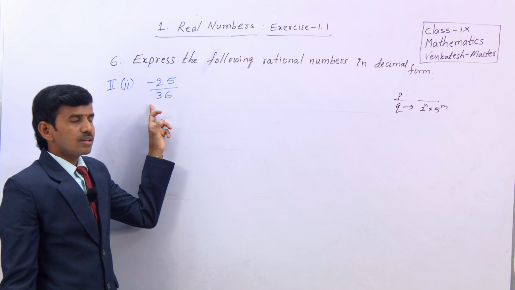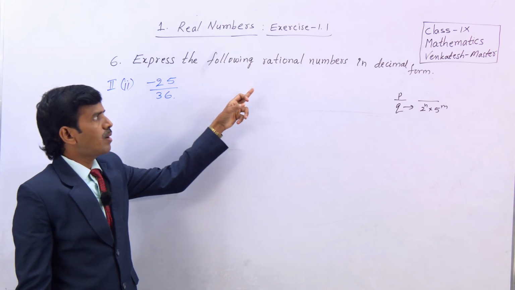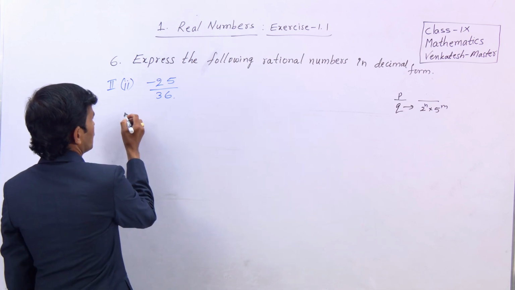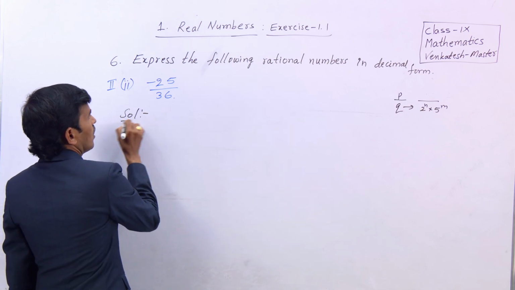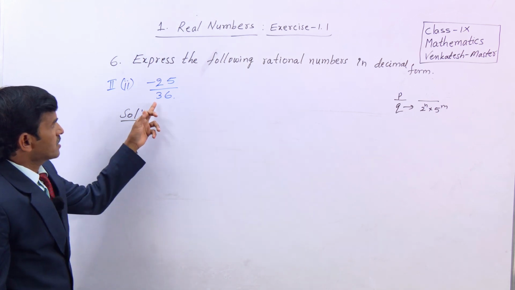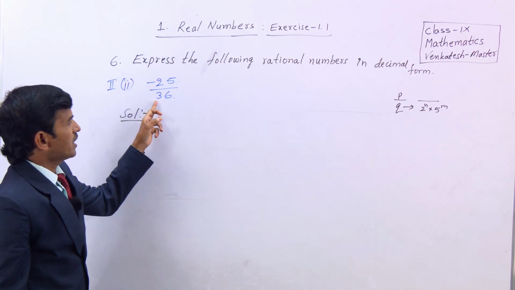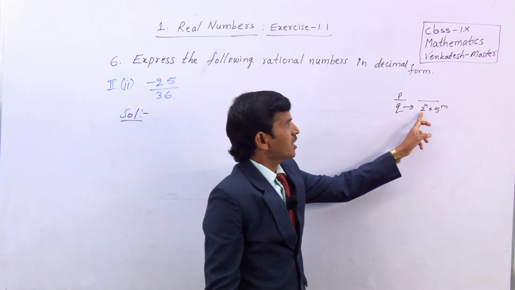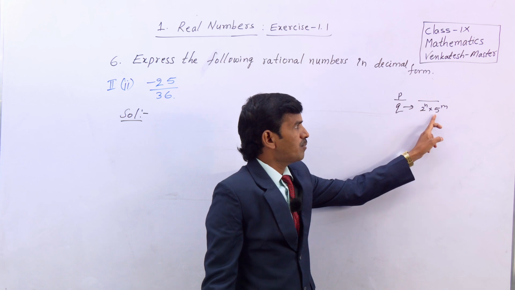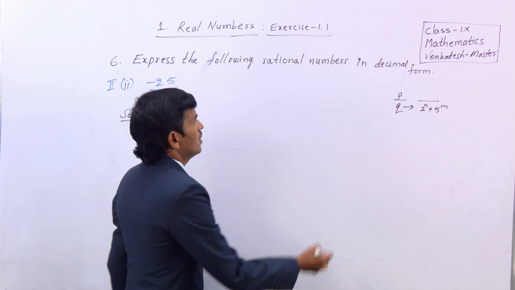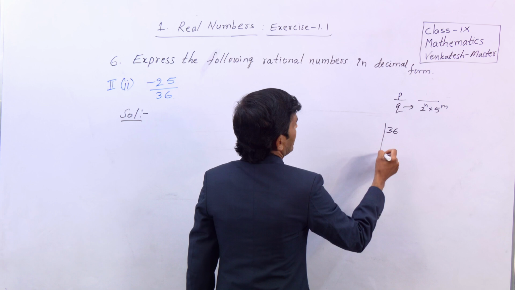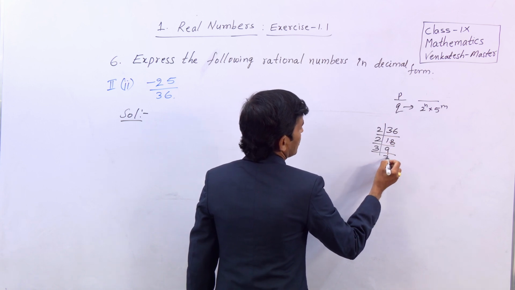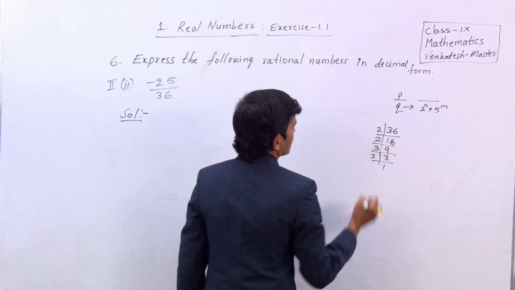Here, this number also is to be expressed in decimal form. This rational number as a decimal. For that, what we have to do, let us see here. Check this. Minus 25 by 36, is it in the form of p by q or not? Yes. But check whether the denominator is in the form of 2 power n and 5 power m. For that, what will you do? 36, 2 18s, 2 9s, 3 3s, 3 1s.